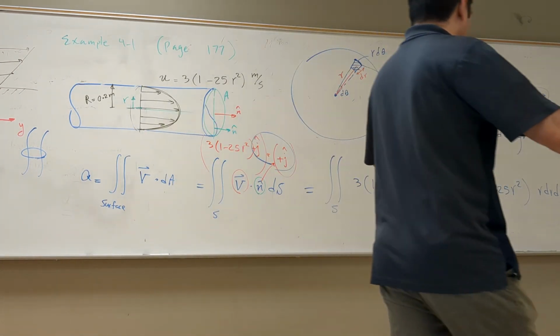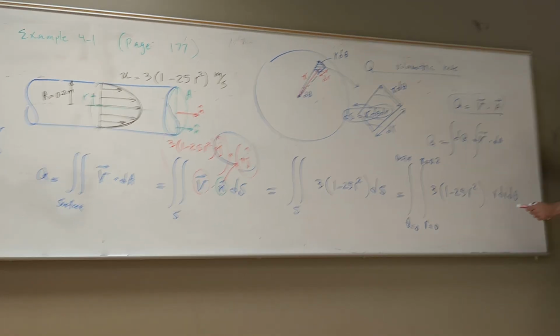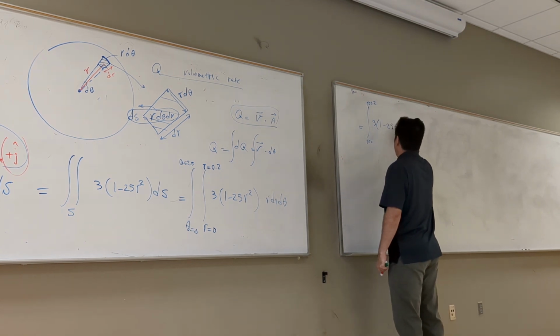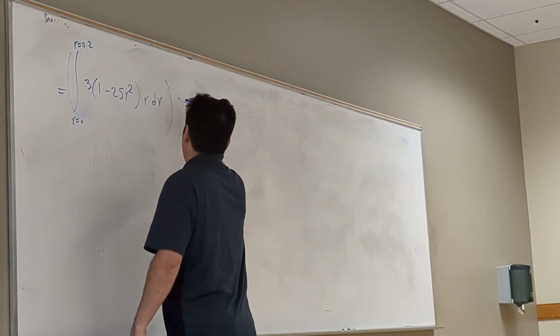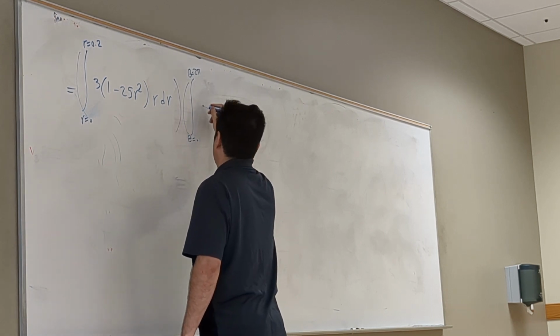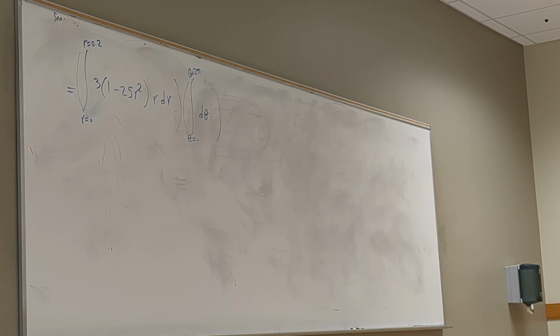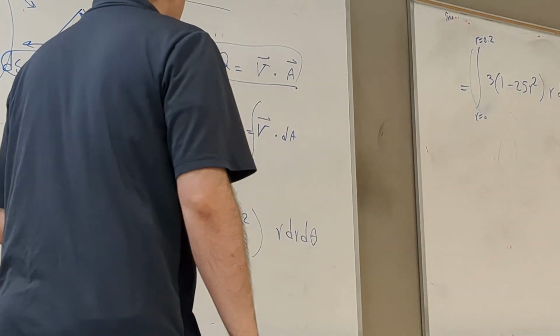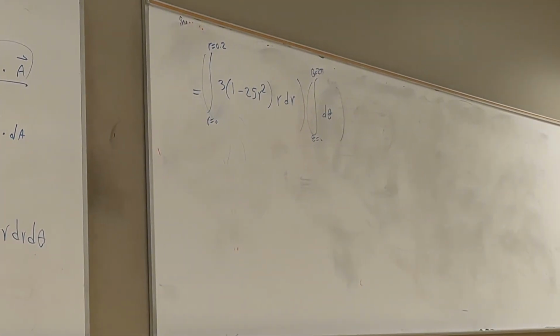What should I do for that integral? Well, separate it, they're not dependent. So you just say integral, put r outside, r from 0 to 0.2, then you have 3 times (1 minus 25 r squared) r dr. And then inside the integral, you have theta from 0 to 2 pi, and then d theta. All I did was separate them, because if inside this r you had a function of theta, you could not separate them. So I separated the integral of 3 times (1 minus 25 r squared) r dr from 0 to 0.2, and then theta from 0 to 2 pi.